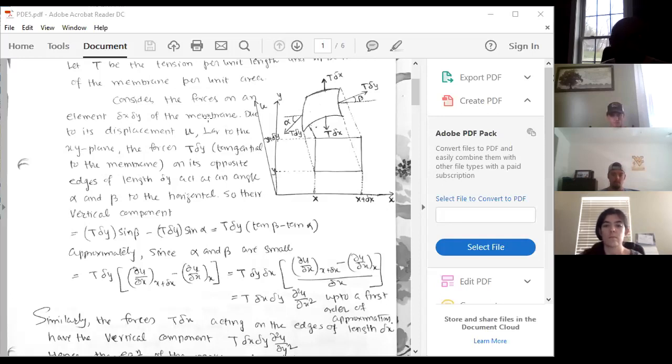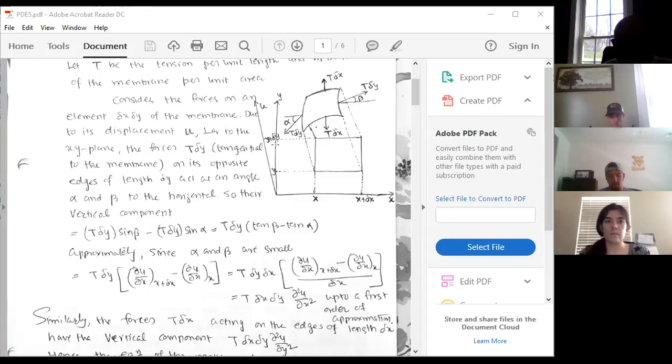So consider the forces on an element delta X, delta Y of the membrane due to its displacement U perpendicular to the XY plane. Suppose you have the X and Y plane and something is perpendicular to the XY plane, from the axis. So perpendicular to the XY plane, the force is T delta Y, which is tangential to the membrane. T delta Y tangential to the membrane makes an angle beta over here, and T delta Y on the other side makes an angle alpha over here.